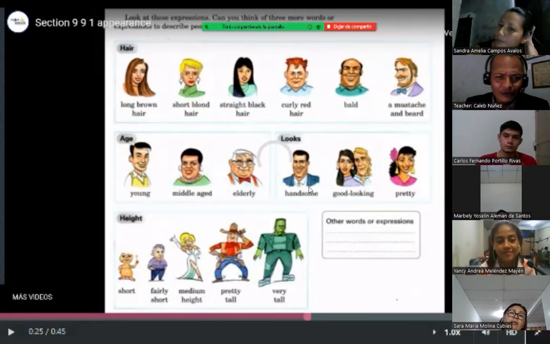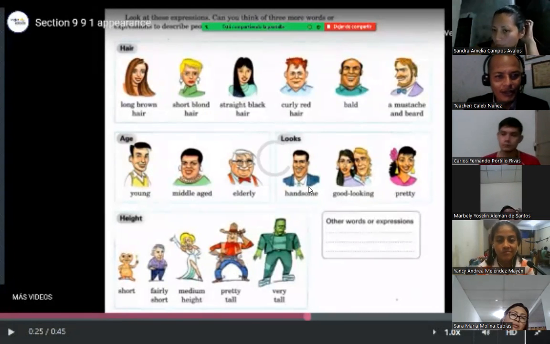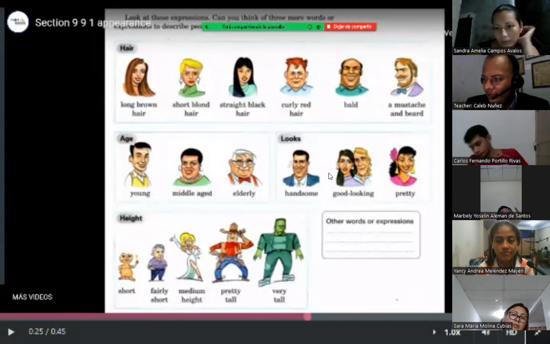Handsome. También puede ser como un cariño, ¿verdad? Hey, handsome. Right, en la familia, right? Tienen al papá, al hermano. Hey, good morning, handsome.